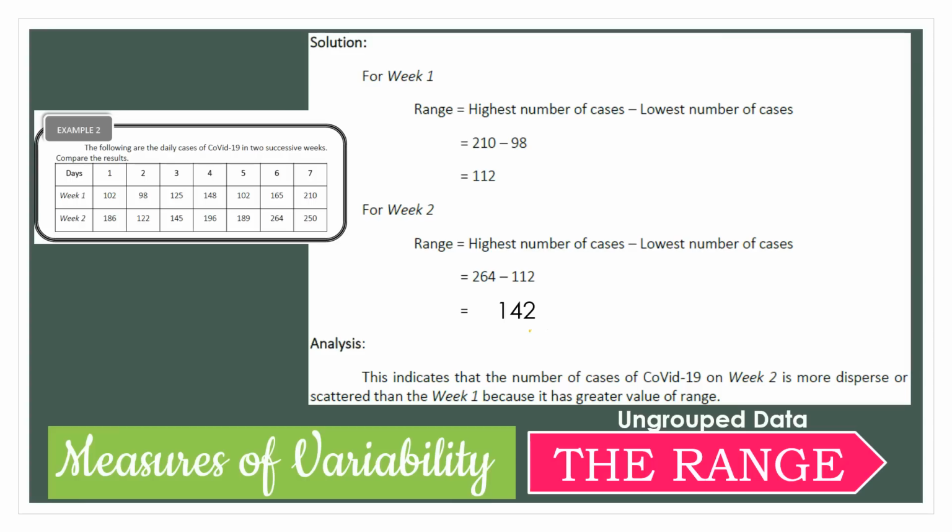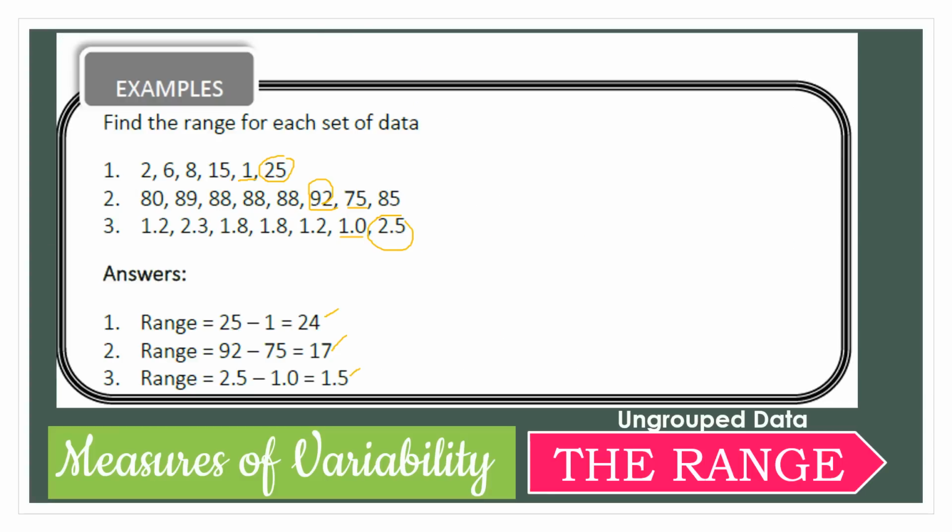Okay, and for our analysis, since week 2 has a greater range, this indicates that the number of cases of COVID-19 on week 2 is more dispersed or scattered compared to that of week 1 because it has a greater value of range. And we have here more examples, but the answer is already given.